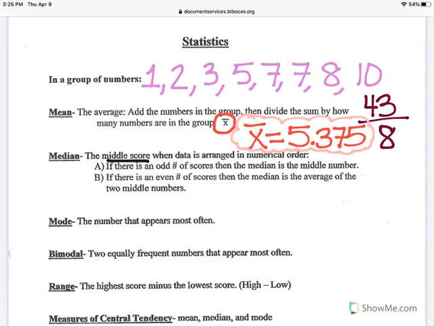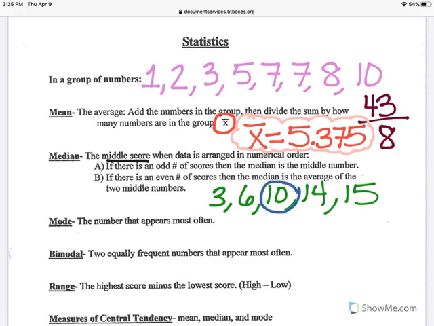Again, I'm just making these numbers up, but you always want to write them in numerical order, smallest to largest. So we'll just do 3, 6, 10, 14, 15, and that is 1, 2, 3, 4, 5 numbers. That's odd. To figure out the median, or the middle, all you have to do is look at the middle term. So in this scenario, 10 would be the median.